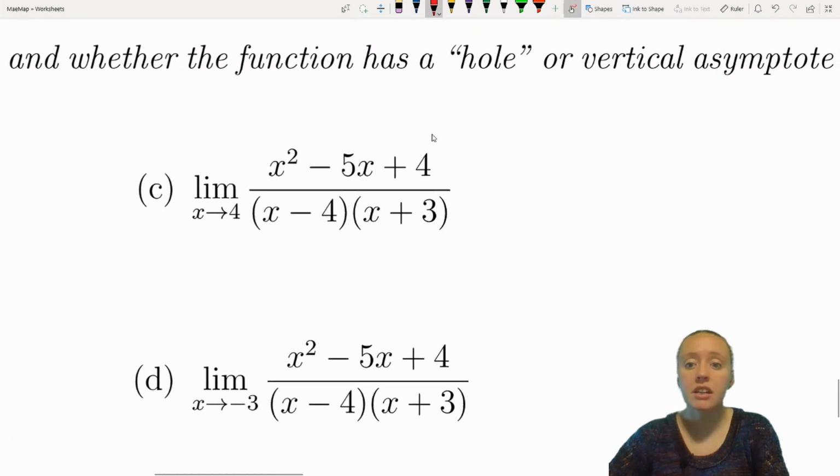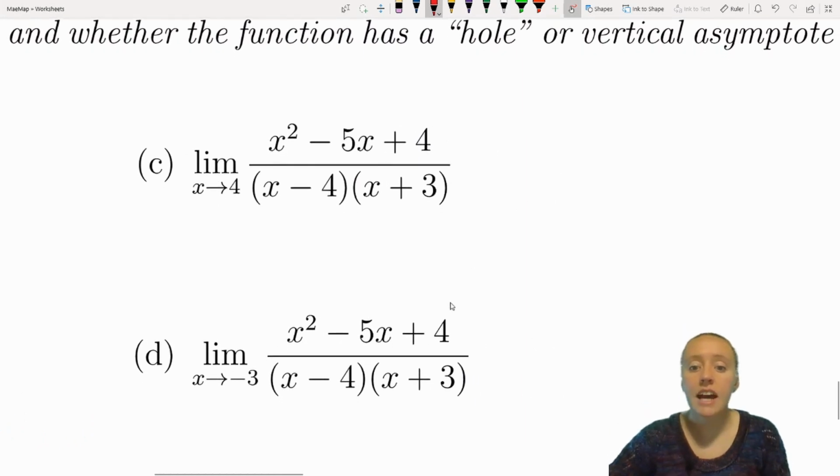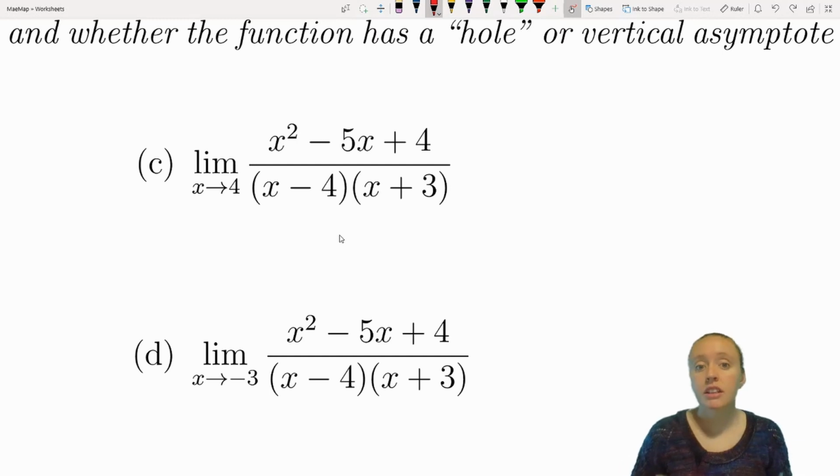Moving on to part C, we're looking at x approaching 4. If I were to try to plug in 4, this factor is going towards 0. However, remember, the difference between a hole and a vertical asymptote is whether I can get that factor to cancel out or not. So I'm going to start by factoring my numerator to see if I can indeed cancel it out.